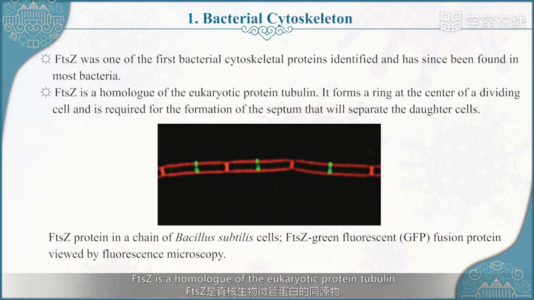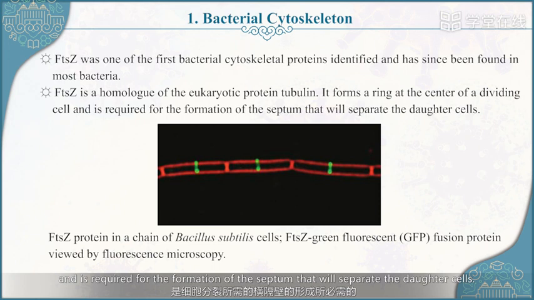FtsZ is a homologue of the eukaryotic protein tubulin. It forms a ring at the center of a dividing cell and is required for the formation of the septum that will separate the daughter cells.